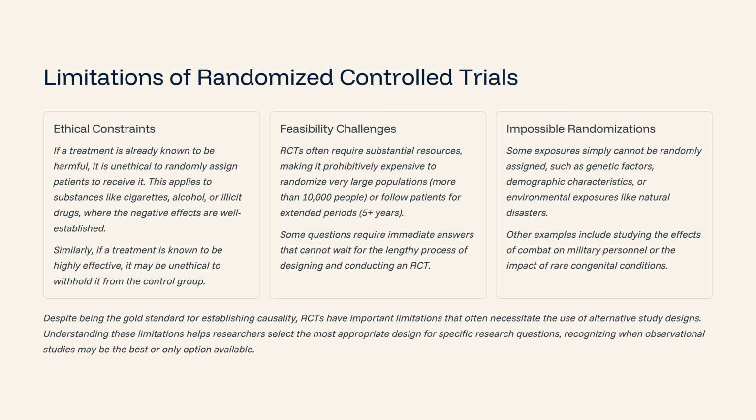And sometimes you just can't randomize things. Like you can't randomize for genetic factors very well or demographic characteristics or environmental exposures. You just can't do that. So randomized controlled trials don't lend themselves well to those types of exposures.